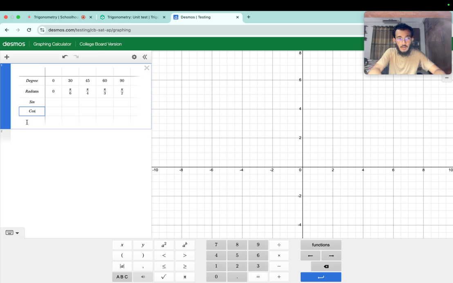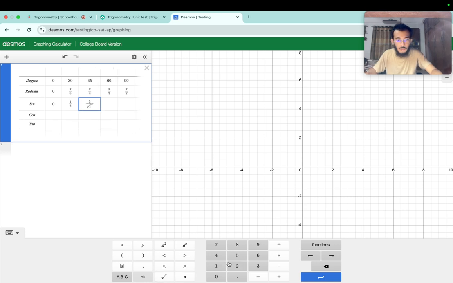Okay, so now we memorize the value of sine theta, and from that we can find cos and tan. We'll see how. We know that sine 0 is 0, sine 30 is 1 by 2, sine 45 is 1 by root 2, sine 60 is root 3 by 2, and sine 90 is 1.